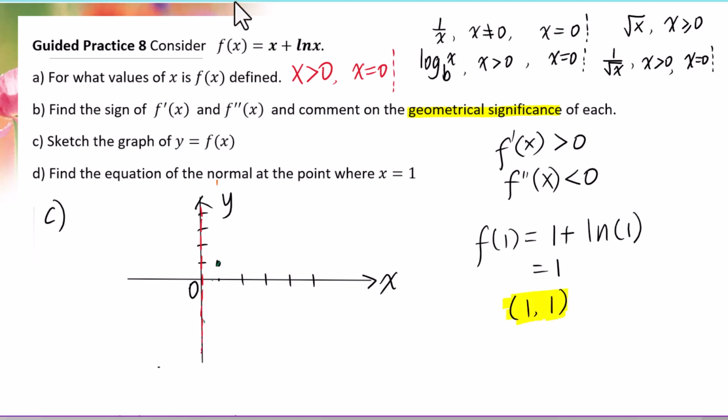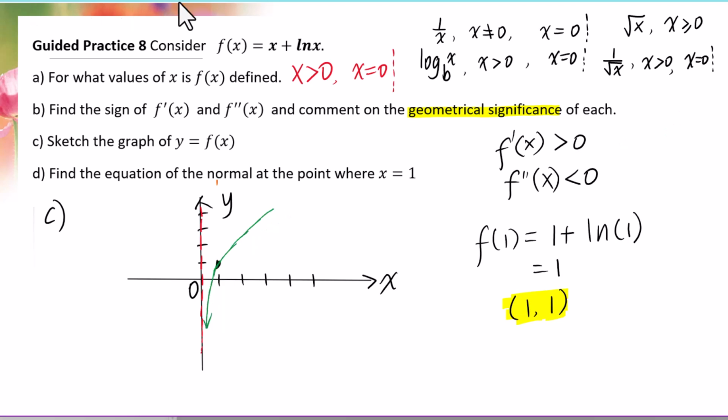f prime of x greater than 0 means on this domain, the function is increasing. We have two increasing curves. One is like this, the other like this. f double prime of x less than 0 means concave down. So this should be the curve for this function. Therefore, this will be the graph for this function.